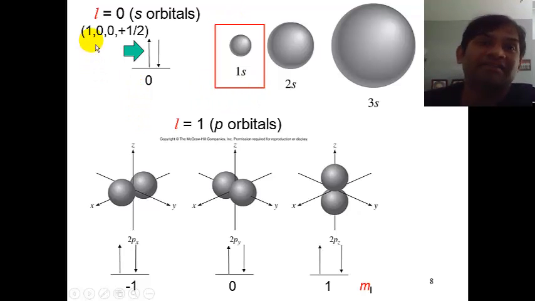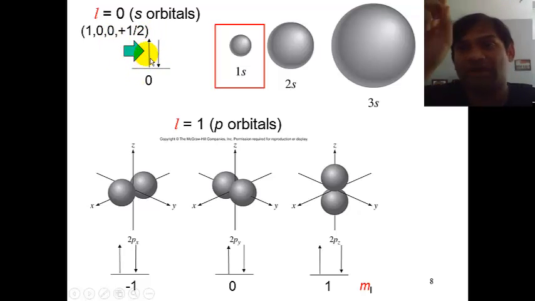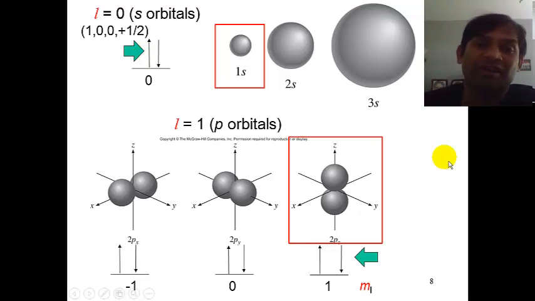I'm in 1s, so the principal quantum number is 1. S has only one slot, so the L is 0. 0 corresponds with S. And if my L is 0, my M sub L is automatically going to be 0. And this electron is pointing up, so that's going to be +1/2. Let's do another example here.